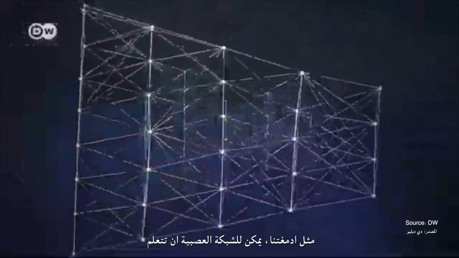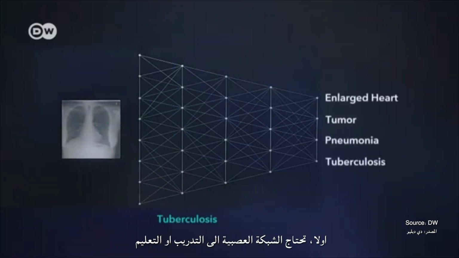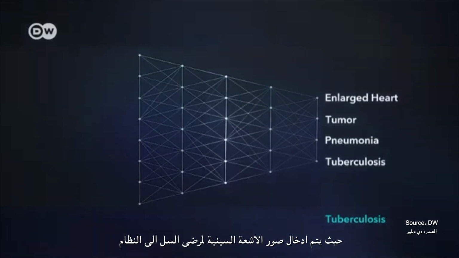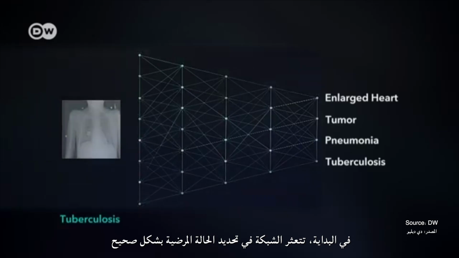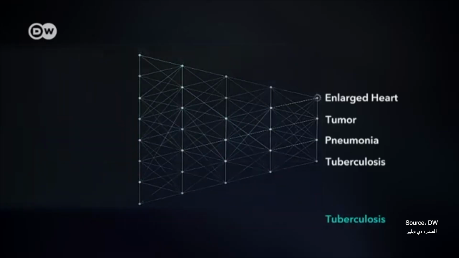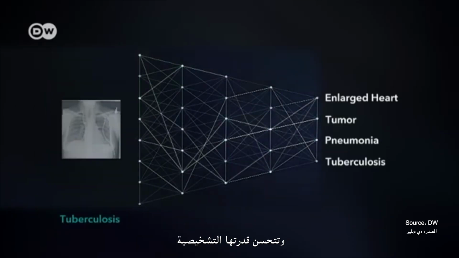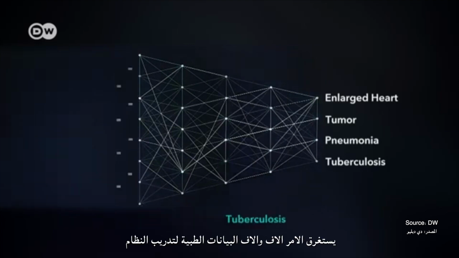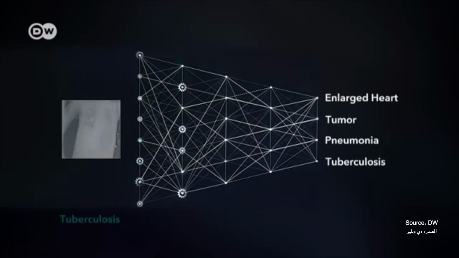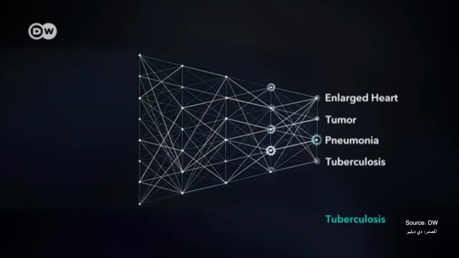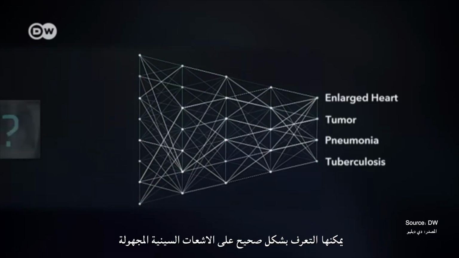Like our brains, the network can learn how to identify tuberculosis, for instance. First, the network needs to be trained or taught. X-rays of tuberculosis patients are fed to the system. Initially, it struggles to correctly identify the condition. But every time an X-ray is fed in, the network's structure is adapted and its diagnostic ability improves. It takes thousands and thousands of clinical data sets to train the machine. Only after the network is optimized in this way can it correctly identify an unknown X-ray.